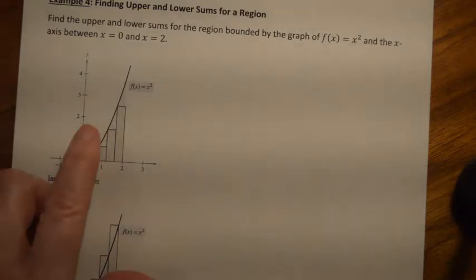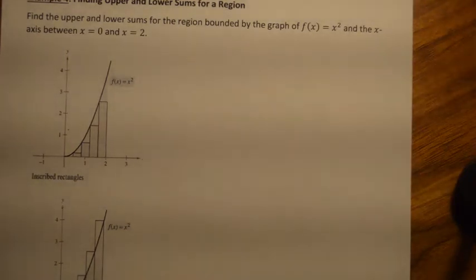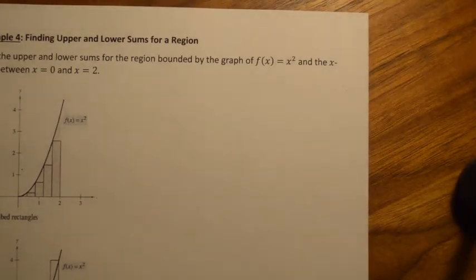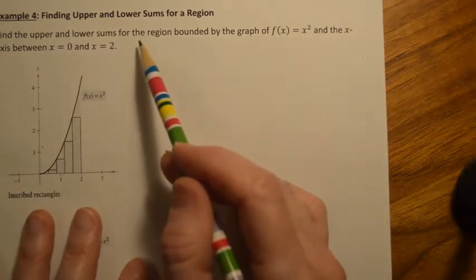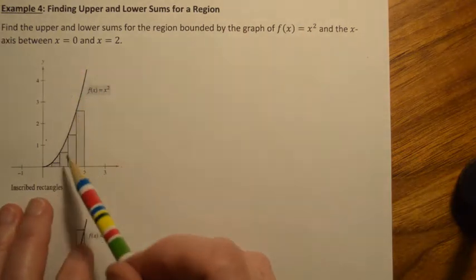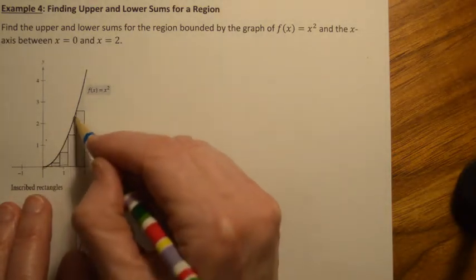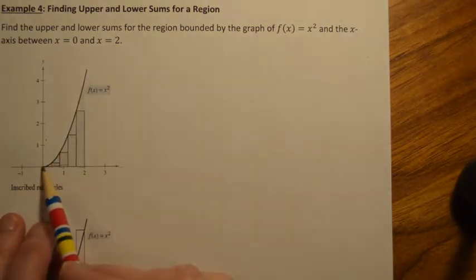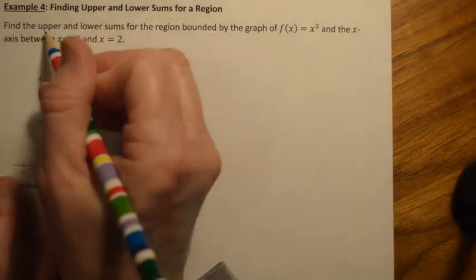All right, so we are going to do this, and instead of doing it for, let's say, 5 or 10 or something like that, we're going to just try and generalize this. So find the upper and lower sums for the region bounded by the graph of f of x equals x squared and the x-axis. All right, so this is the bottom, this is the top up here, and it wants to be bounded between 0 and 2. So we need to find the upper sum.